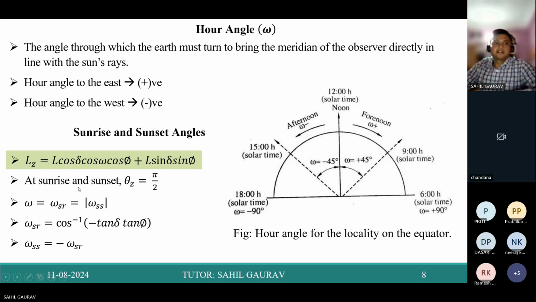Now we want to know the sunrise and sunset angle for a specific location. So how can we know? We can use this expression: L_z equals L cos delta cos omega cos phi plus L sin delta sin phi. From this expression, we can find the sunrise angle and sunset angle. At sunrise and sunset, we know theta z is pi by 2. So L_z you can write as L cos theta z.